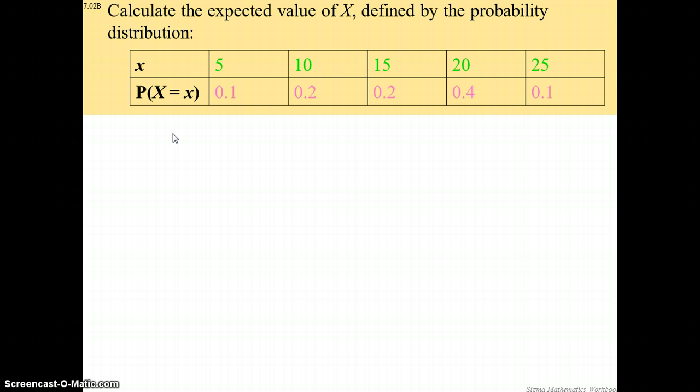Another word for expected value is mean. What do you think the mean value is going to be? It's not even just probabilities, it's more weighted towards this end. There's a 40% chance of getting 20. It should be a number between 5 and 25. The expected value, or the mean. I know it's difficult to see. What do you think it might be? 15. Yeah, I'd say somewhere between 15 and 20. Okay? So let's have a look.